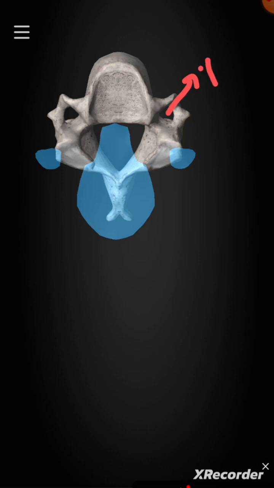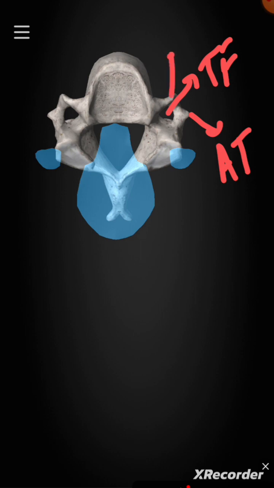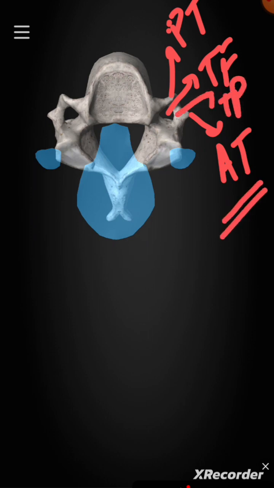This is the transverse foramina. It is important, later you will know why. It has two tubercles: an anterior tubercle and a posterior tubercle. This is the transverse process. It has two tubercles, anterior and posterior, and it has a transverse process.